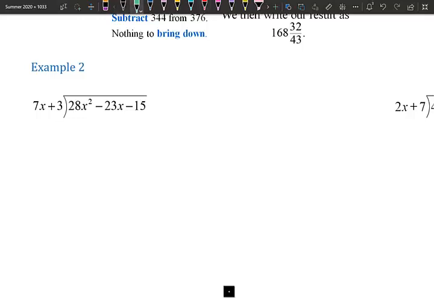All right, we only look at the first term. Only the first term. So I want to make it the same by multiplying. What can I multiply 7 by to get 28? I can multiply by 4. Now I need my x's to be the same. How can I make x be x squared? I have to multiply by x, right? So now I multiply it back out. And when we do, we have 4x times 7x is 28x squared. 4x times 3 is positive 12x.